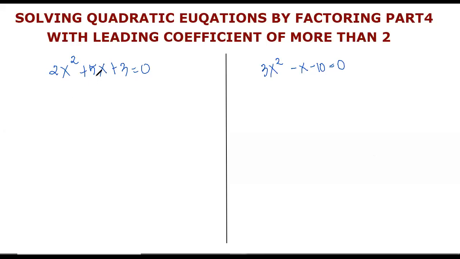The first thing we need to do is to multiply the leading coefficient to the last term of the equation, if it is in the standard form. So 2 times 3 is 6. This is what we will factor out to find the middle term of the equation.